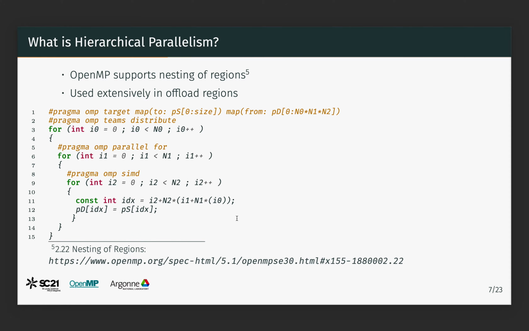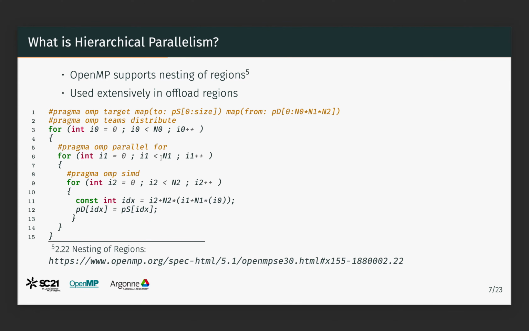Hierarchical parallelism in OpenMP means OpenMP allows you to have nested regions, nested parallel teams regions. It is used really extensively in a lot of offload code. For example, here I show you an example. I think it is maybe the hello world of hierarchical parallelism, of nesting regions, nesting parallelism.